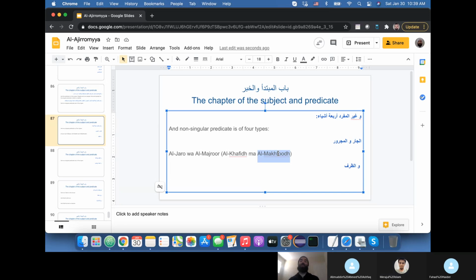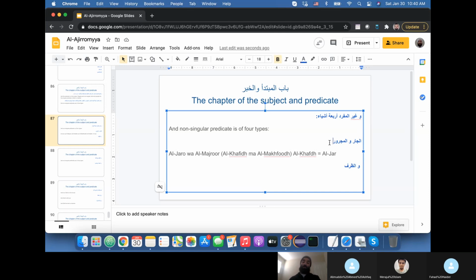So here, the same concept. When we say al-makhfud, it is the noun which has the inflection of khafd. When we say al-majrur, again, it's the same concept, but using a different terminology. We said khafd is the same as al-jar. Let me write it here: al-khafd equals al-jar. So these are the same. They mean the exact same thing. They both refer to the inflection. Al-jar is basically the letter of khafd that comes before the noun, and al-majrur is the noun which has the inflection of khafd.